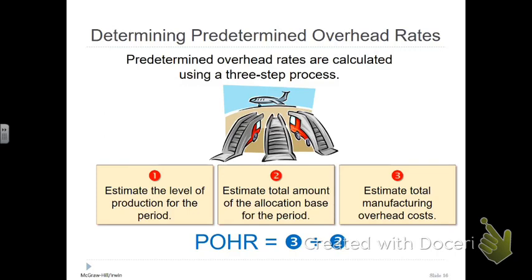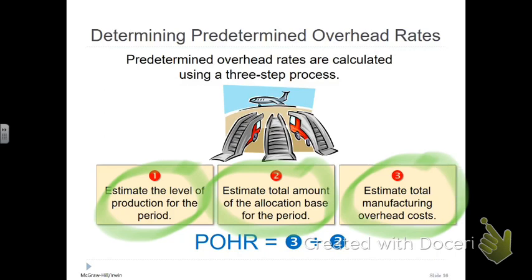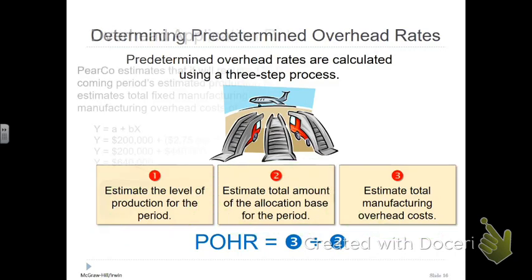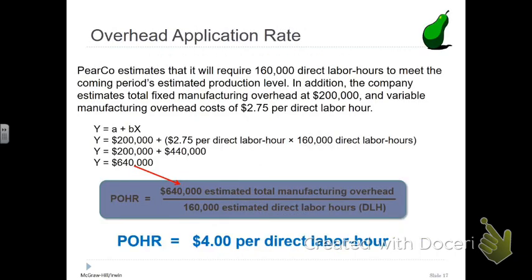First thing we need to do, estimate how much we're going to produce during that upcoming period. How many decks are we going to build next year? How many labor hours are we going to use? Then we have to estimate the total amount of the allocation base. Okay, and then we have to figure out what all our costs are going to be. So let's take a look at this.